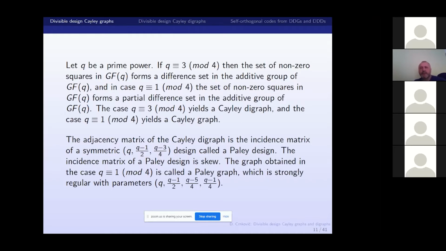So that's why it is named Cayley design. Just this first structure, this Cayley digraph, is actually known as a Cayley design. And in the second case, we get a strongly regular graph, which is then called a Cayley graph.